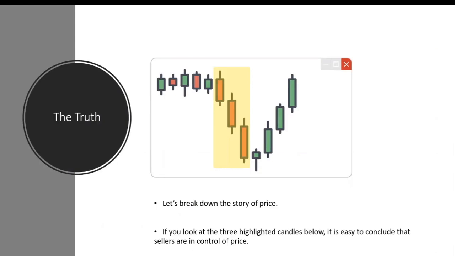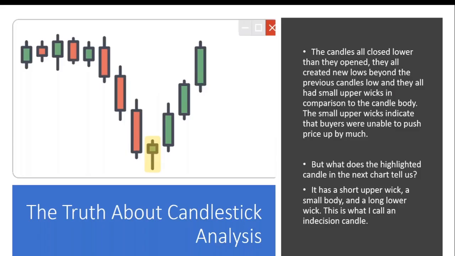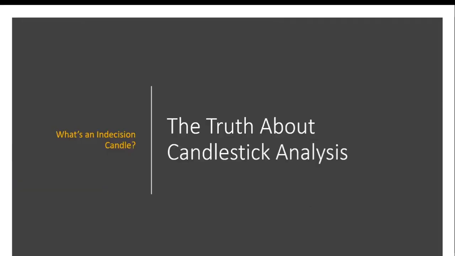So if you look at the three highlighted candles here, it's easy to conclude that the sellers are in control of the price. The candles all close lower than they open. They created new lows beyond the previous candles. Now, for what we're looking at, we don't need to have three red candles. We just have to have three candles, the third candle remaining in the direction of the breakout from the triangle.